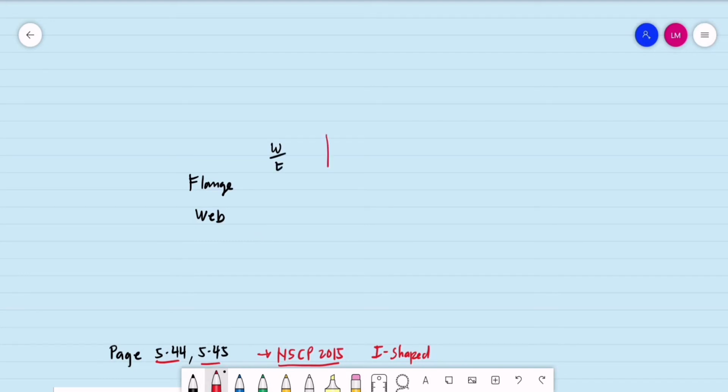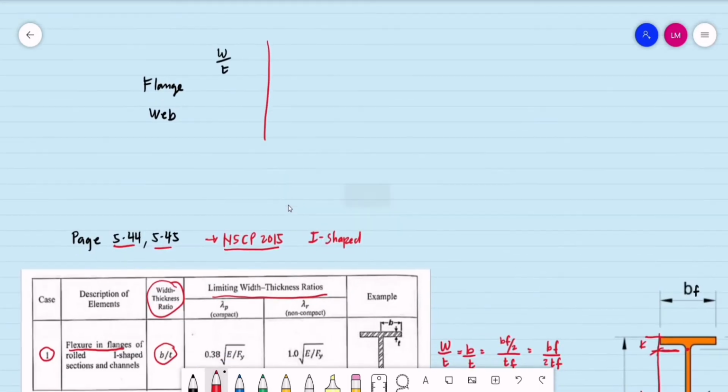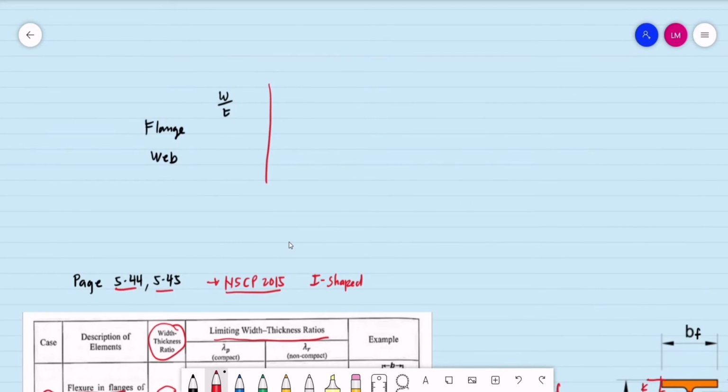So our limits, we have the lambda sub p and the lambda sub r. If the value of the width to thickness ratio for the flange and the web is less than the lambda sub p, then this flange and web are compact.